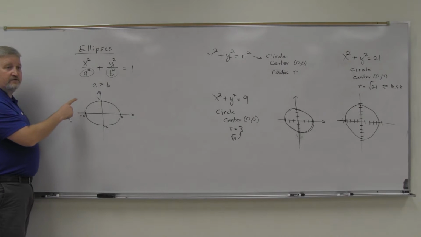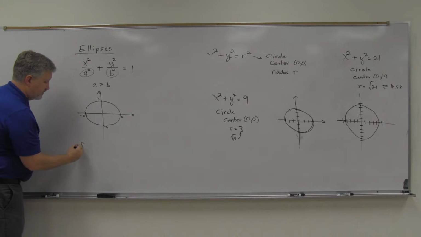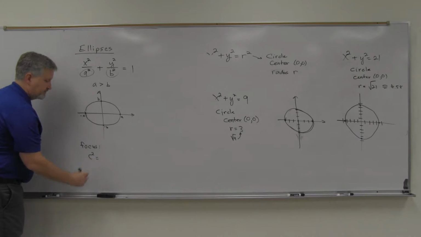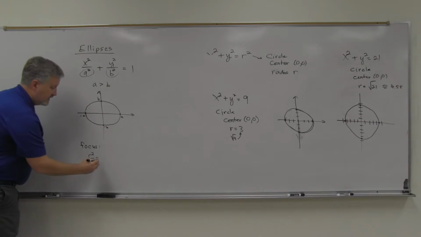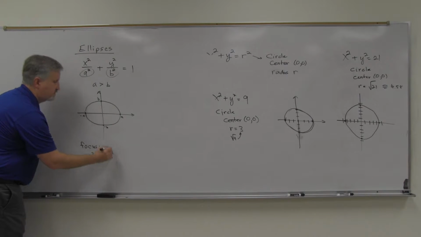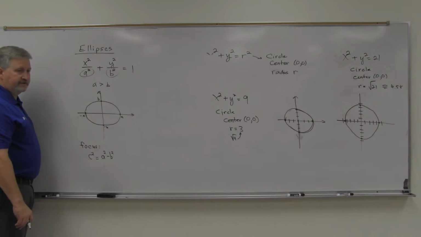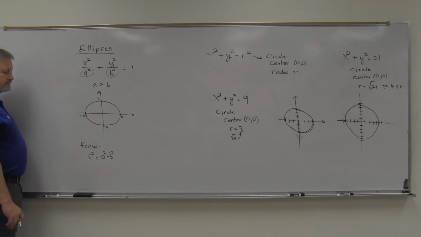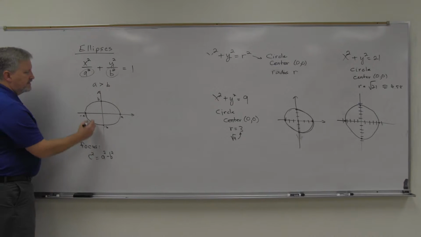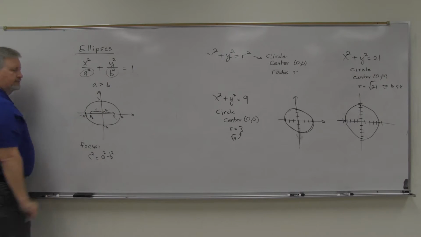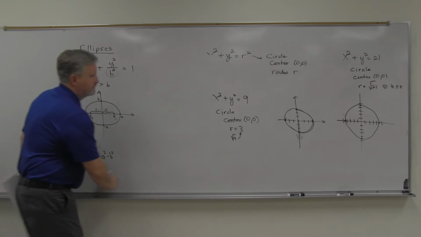Like I said, the reason they do the a is greater than b thing is because the focus is a different equation. C is going to be the distance to the focus from the center. C squared equals a squared minus b squared. So you can see why we want a greater than b, because if we don't do that, that gives us a no solution equation. And so if we solve that and square root it, that gives me this c distance to my focus. Focus 1 and focus 2. So anyway, it's not that bad.